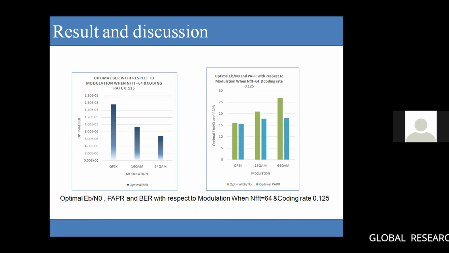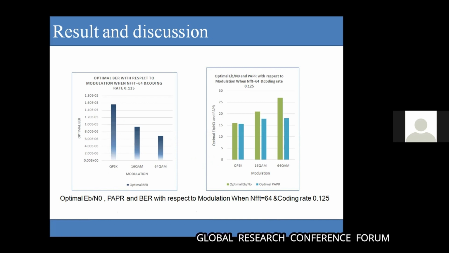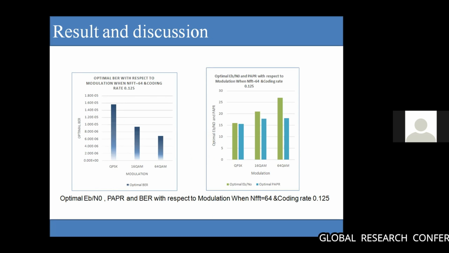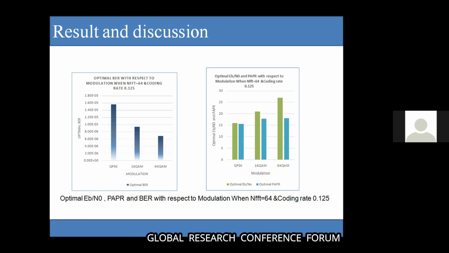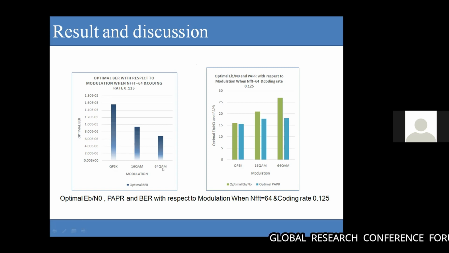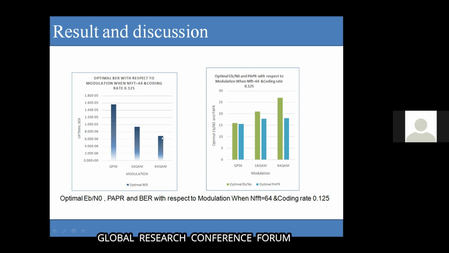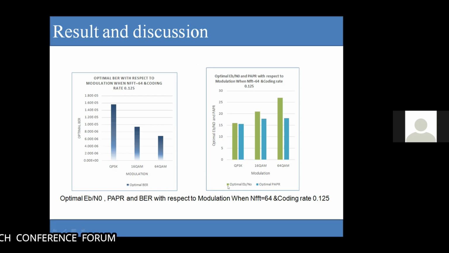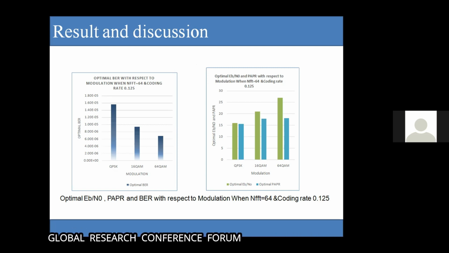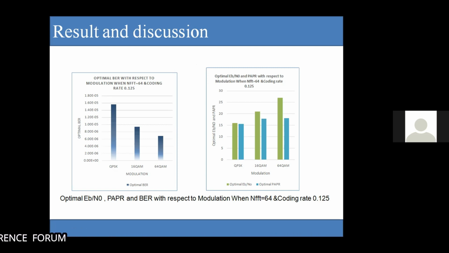Now this graph shows the optimal Eb/N0 for the minimum PAPR and the BER with respect to the modulations, when the number of subcarriers is equal to 64 and the coding rate is equal to 0.125. When you observe the first graph, the optimal BER value decreases with respect to the modulation order. So for 64-QAM, that is very, very low. And the optimal Eb/N0 value increases with respect to the modulation order, and the optimal PAPR also increases.